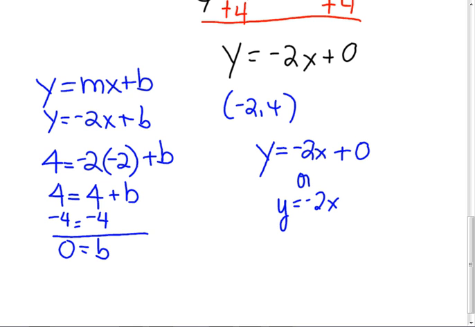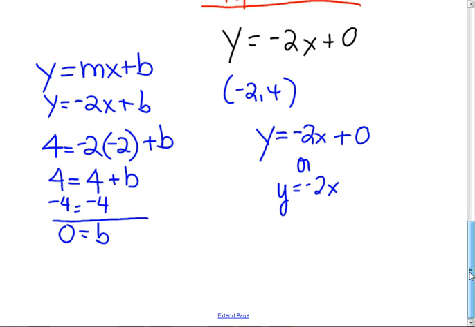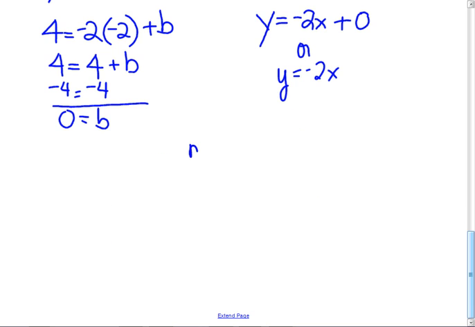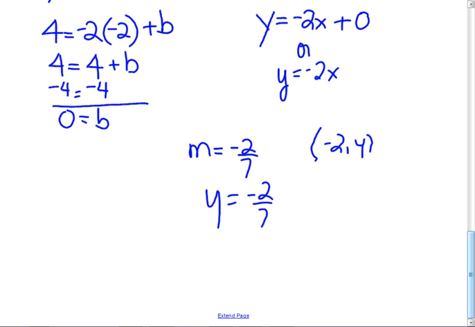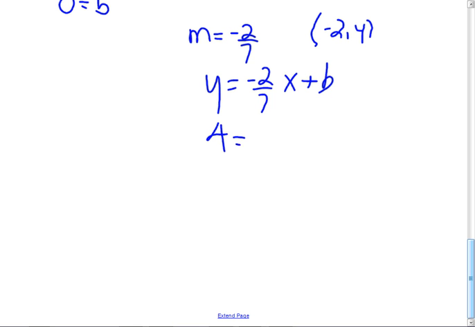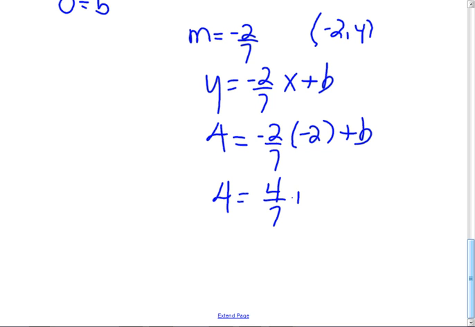But if I ended up with something like this, if the slope had been negative 2/7 and my ordered pair was negative 2, 4, then I would get y equals negative 2/7 x plus b. y would be 4, x would be negative 2, plus b. Well, that's 4 is equal to 4/7 plus b. What do I have to do to get b?